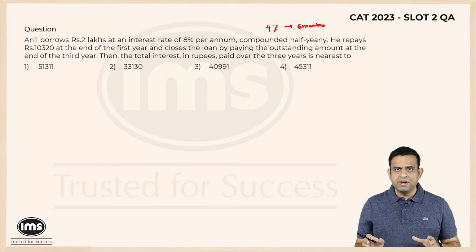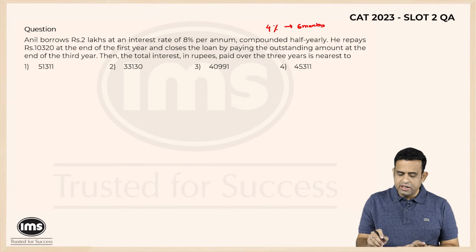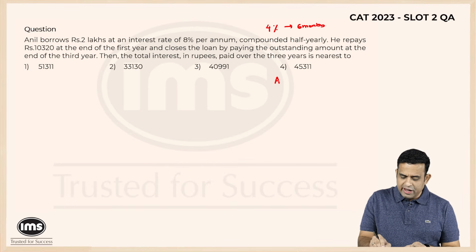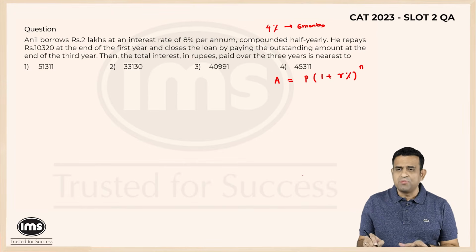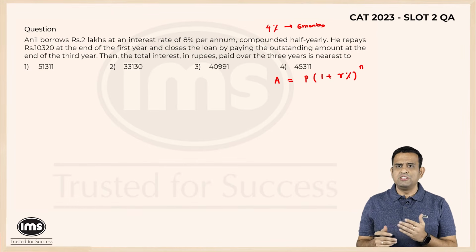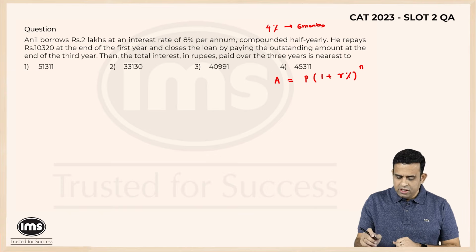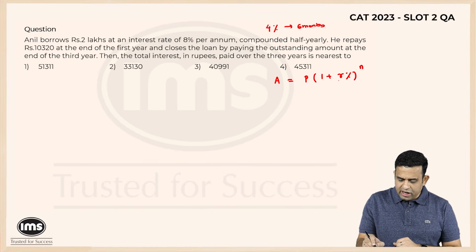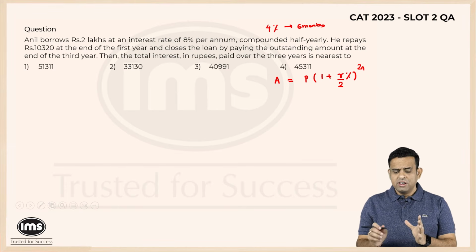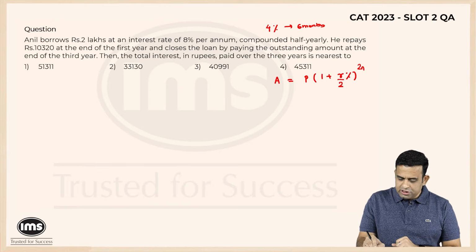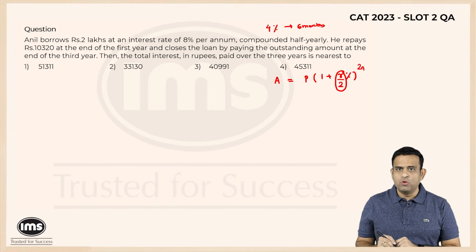So in this particular case, what we need to first of all understand is that this particular formula, the amount at the end of n years, equals principal into (1 plus r%) raised to n, in case the interest is being compounded yearly. But if I have interest being compounded half yearly, this part becomes r by 2 and the power becomes 2n. So here the value of r is 8, so this term would become nothing but 4%.